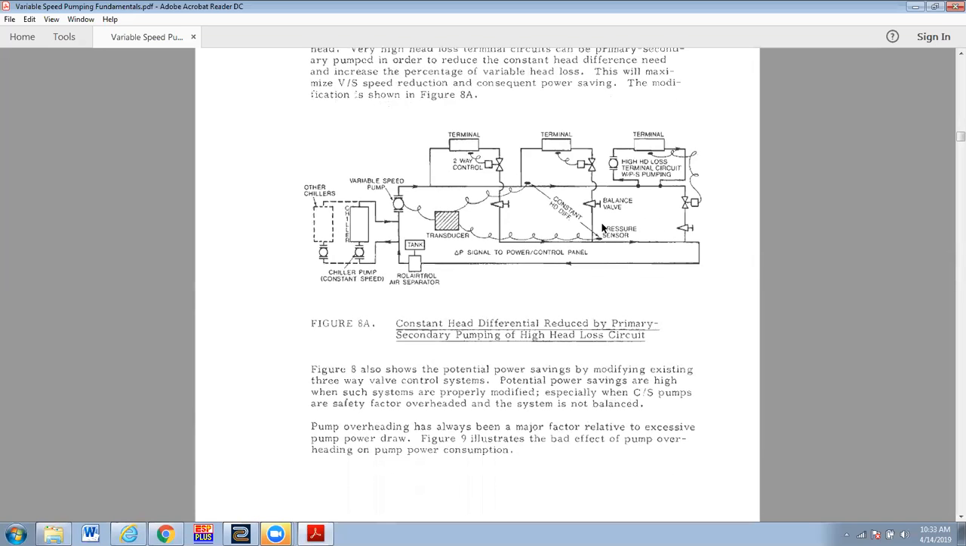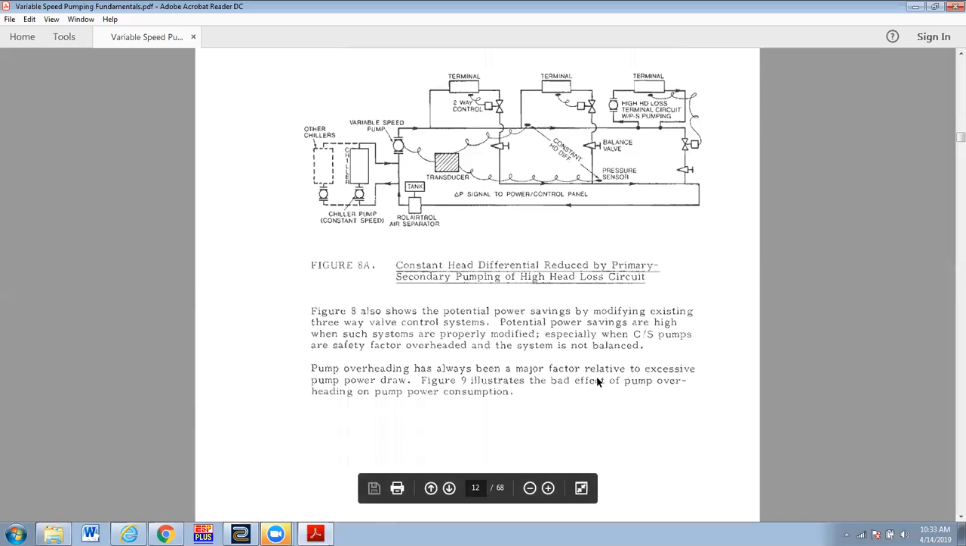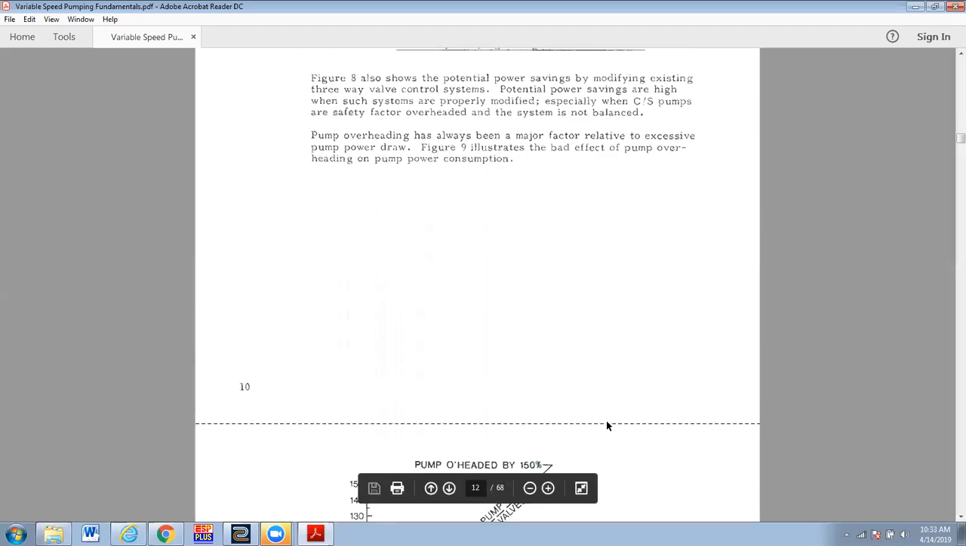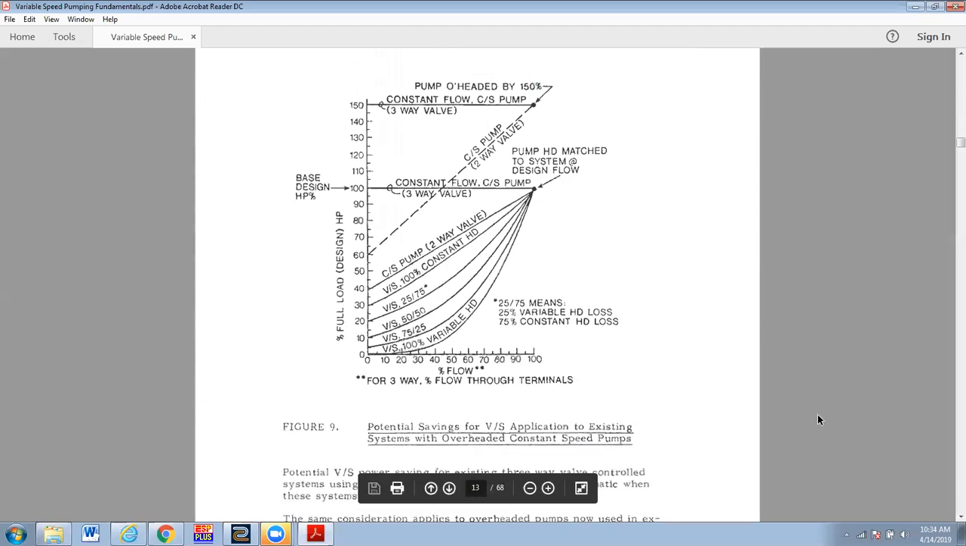Okay. And then he starts talking about safety factoring and the fact that pump overheating has always been a major factor relative to excessive pump power draw. So figure 9 illustrates the bad effect of overheating on pump power consumption. This is where the design engineer designs it. He adds 10% as his factor of safety, and then the mechanical contractor adds another 10 or 20% for his factor of safety. And all of a sudden, if you had a constant speed system, you would wind up clear up here. He's showing here that we have an extra 50%.